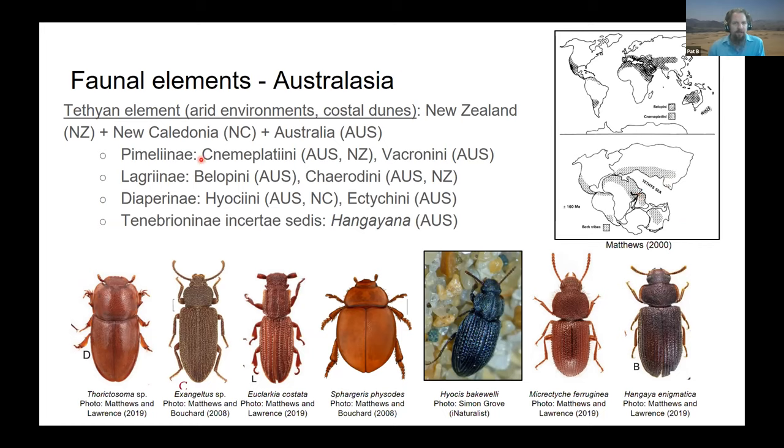They are Diaperines, Lagriines, Diaperines, and Tenebrionines. And I have included some examples here at the bottom. We heard about Bacronini yesterday in one of the presentations, but this is part of the Nemiplatini. And then we have here the Carodini. And we have Hyocis, Hyocini, Diaperine, and then Pangaea possibly belongs to the Tenebrionines based on many sets of characters, but is in Incertae sedis at the moment. So there are some unplaced genera for sure.